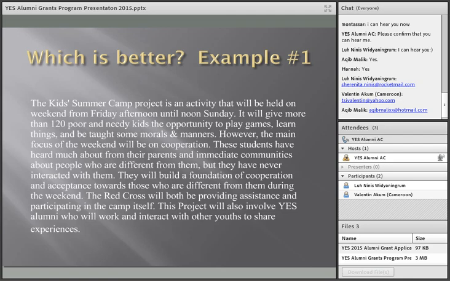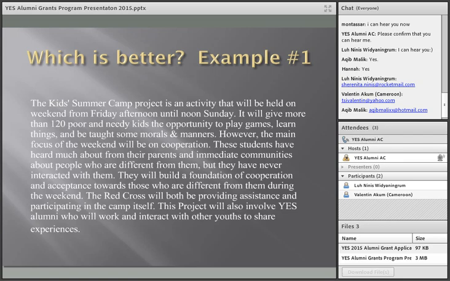The Kids Summer Camp Project is an activity that will be held on weekends from Friday afternoon until Sunday. It'll give more than 120 poor and needy kids the opportunity to play games, learn things, and be taught some morals and manners. However, the main focus will be on cooperation. The students will have heard much about this from their parents and immediate communities, about people who are different, but they've never interacted with them. They will build a foundation of cooperation and acceptance towards those who are different from them. The Red Cross will be providing assistance and participating. The project will also involve Yes Alumni.